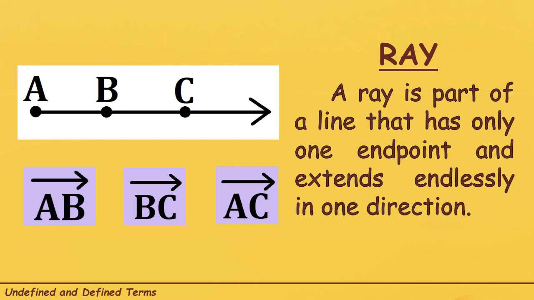Kung mapapansin natin ang symbol ng ray, merong isang arrowhead. Isang arrowhead lang yung ginagamit natin dito kasi yung isa is endpoint at yung isa naman is it extends endlessly in one direction. So as long as yung isa is endpoint at yung isa naman is arrowhead, that will be considered as ray. So wag malilito sa mga symbols natin. Sa line, meron tayong symbol ng line, dalawang arrowheads, magkabila yun. Sa line segment, walang arrowhead, just a line. Dito naman sa ray, isang arrowhead lang.